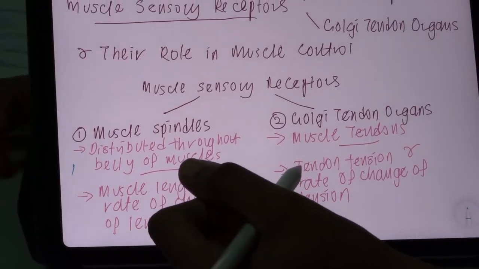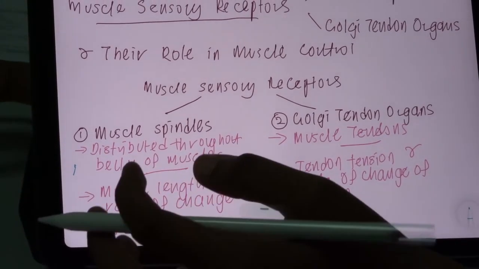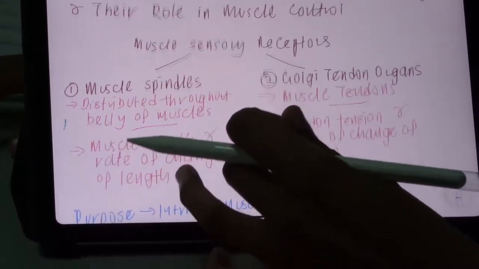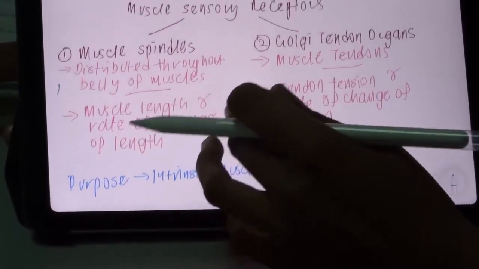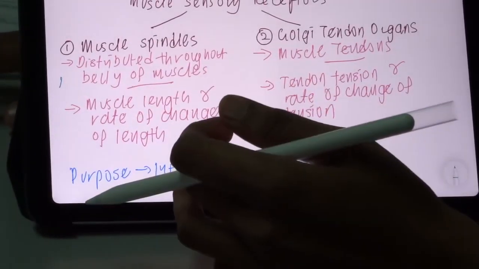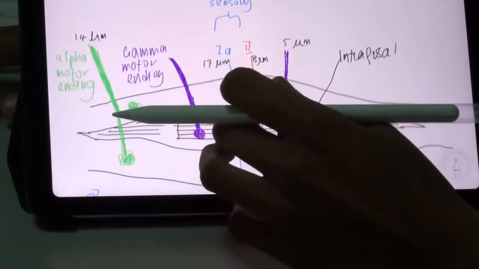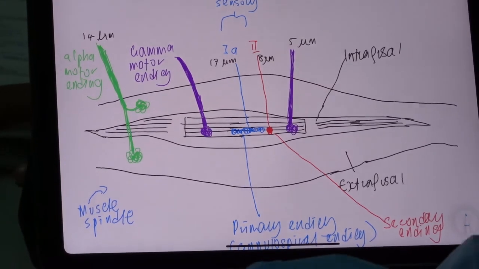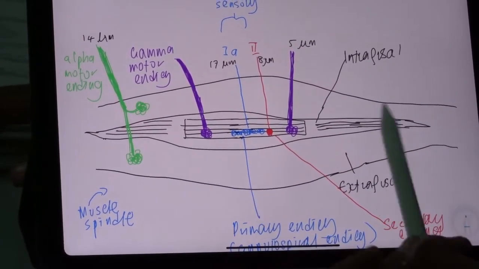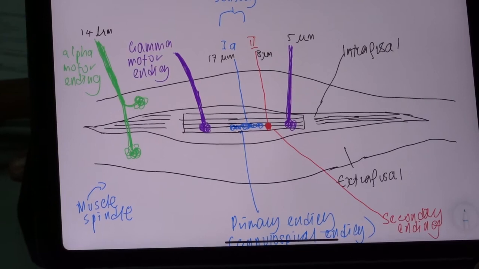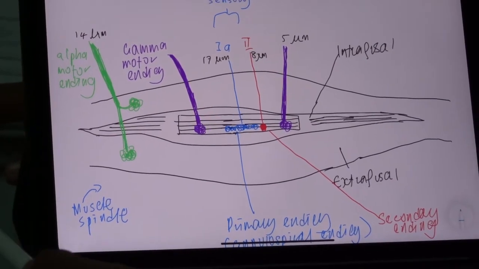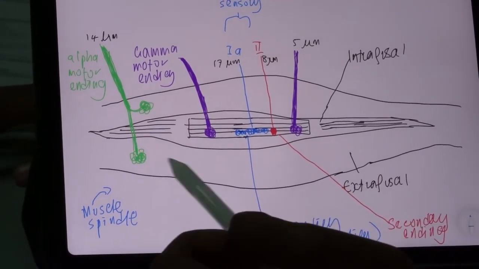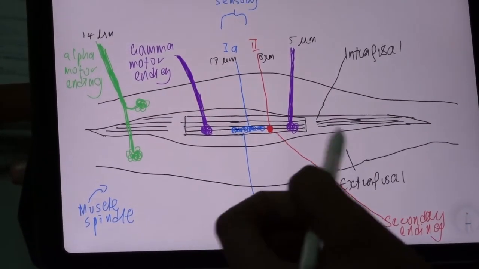They detect tendon tension and also the rate of change of the tension. This is the GTO, usually called GTO. Both functions are for the intrinsic muscle controller. This is the muscle spindle that I've drawn. From here I was talking about intrafusal just now, and also extrafusal. This is intrafusal, the inner one. The outer one is extrafusal, the black one.